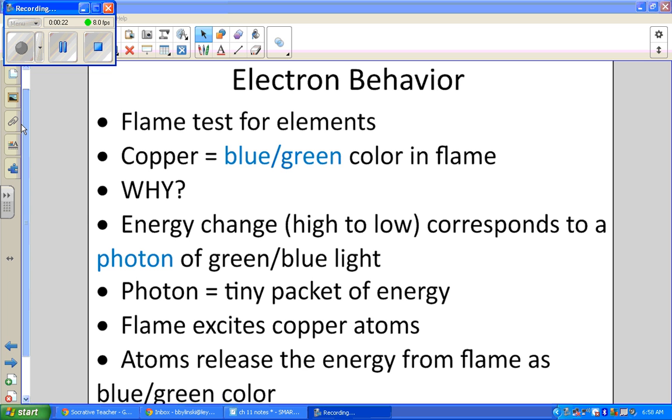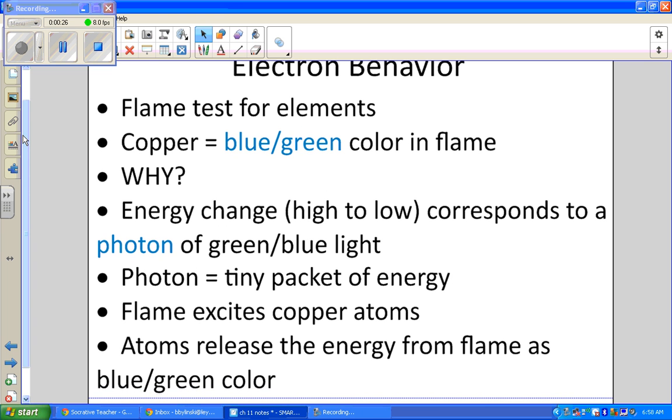And the question is, why? Why is copper doing this? The reason is an energy change, which we talked about earlier. There is a change from high to low, so it's an excited to a ground state, and this corresponds to a photon of blue-green light. And a photon is just a word for a tiny packet of energy, and you see that energy as the colored flame. So when the element is placed in the flame, it's excited, right? The copper atoms are excited, and the atoms will release energy from the flame, and you will see it as the blue-green color.